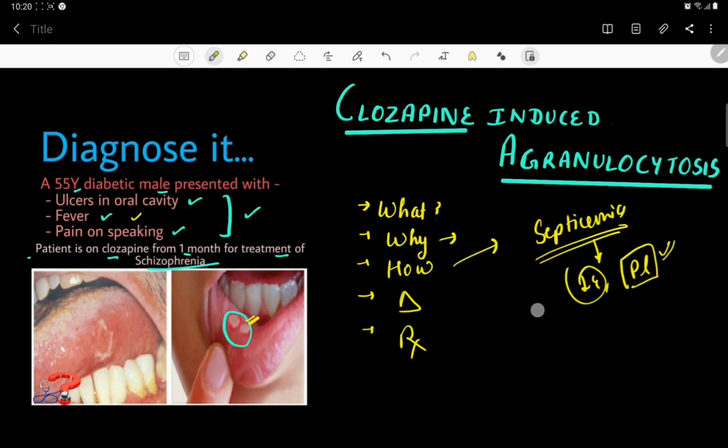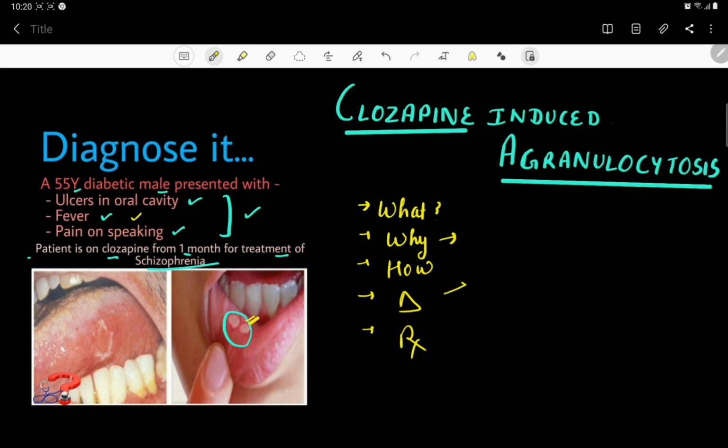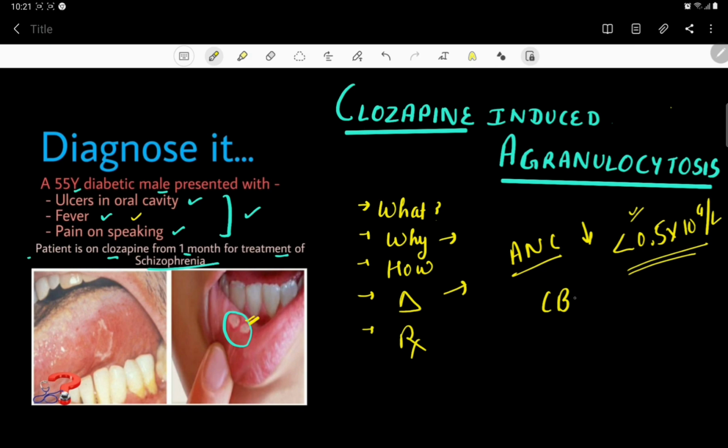Now let's come to the diagnosis part. For the diagnosis, what we need is laboratory investigation. In the lab investigation, what we find is the absolute neutrophil count of the patient decreased, and when this is below 0.5 into 10 to the power 9 per liter, it is called agranulocytosis, or neutropenia. The other investigation we can go for is the complete blood picture, and in the CBC we can find decreased hemoglobin and decreased platelet counts.